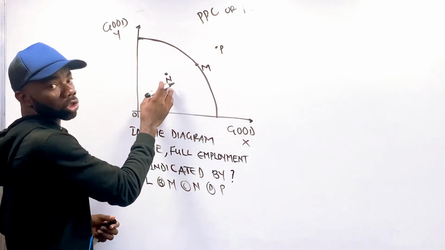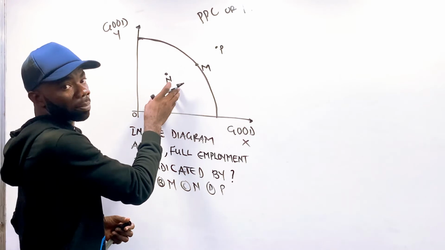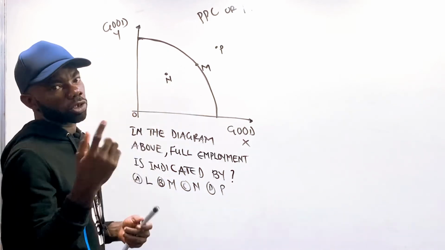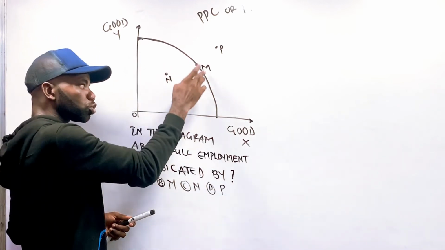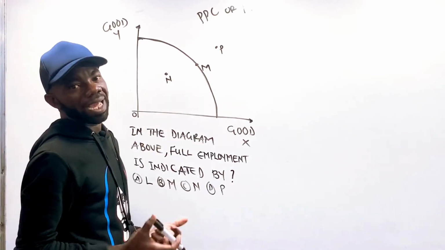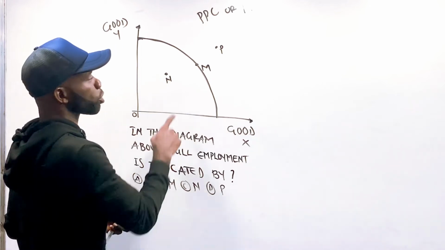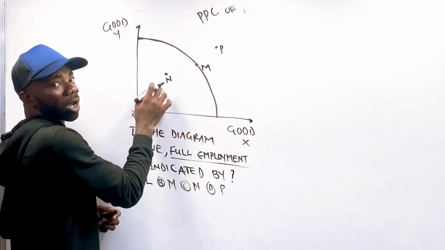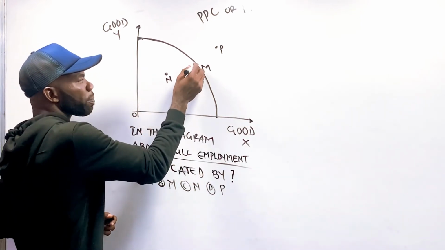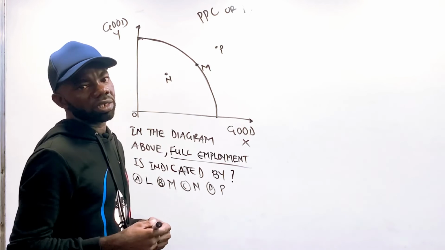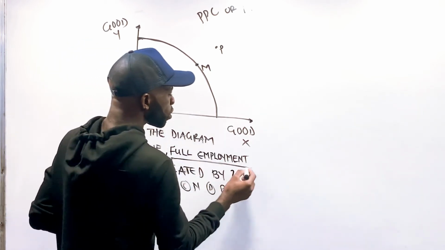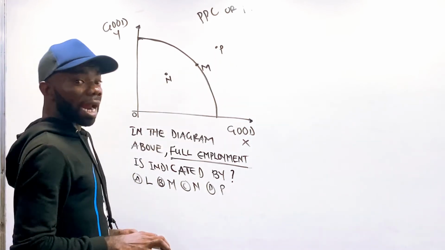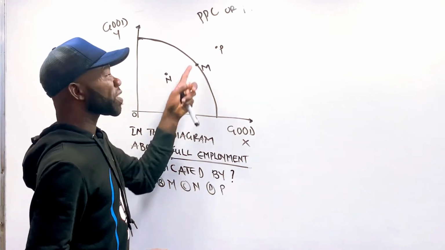N shows underemployment. It's feasible we can produce here, but it doesn't make sense producing here when you can produce at a higher level, which is at point M. And take note, full employment. If this is underemployment, then it means that the point where our resources can carry is recognized as what? Full employment.